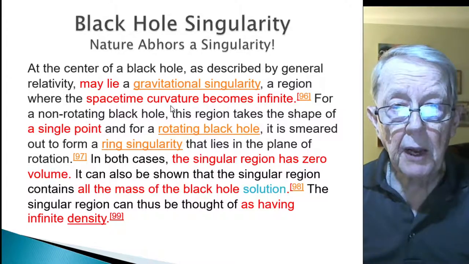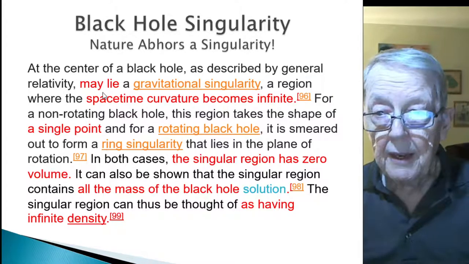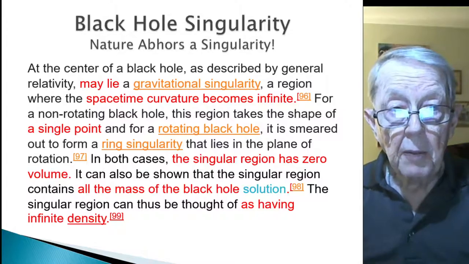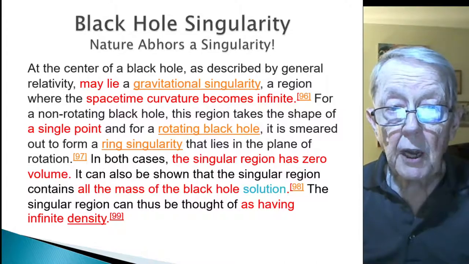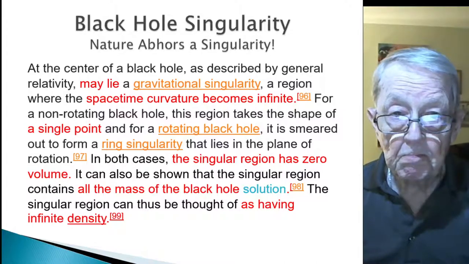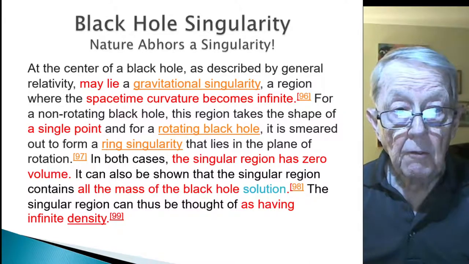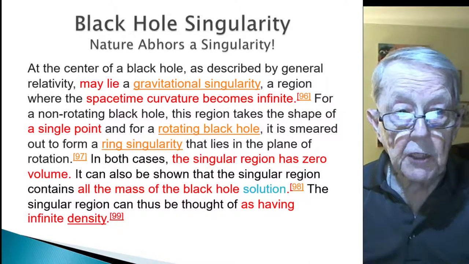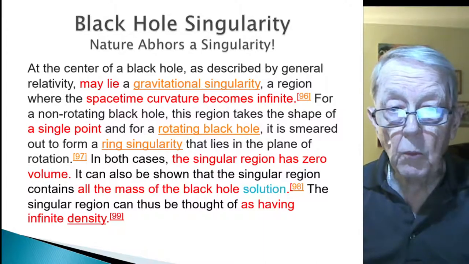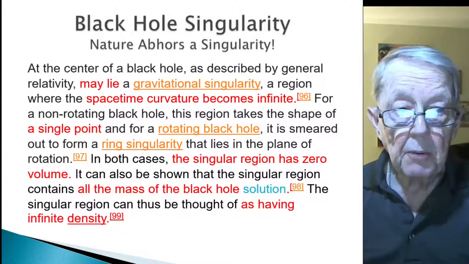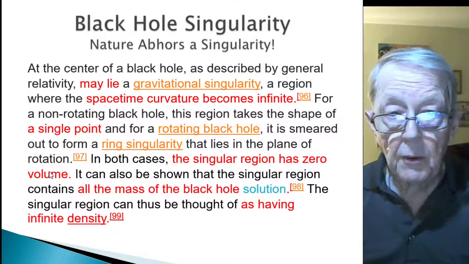At the center of the black hole, as described by general relativity, may lie, now they're hedging their bet a little bit, but then they go on anyway, may lie a gravitational singularity, a region where the space-time curvature becomes infinite. That means the depth of this hole is infinite. For non-rotating black holes, this region takes the shape of a single point, and for a rotating black hole, it is smeared out to form a ring singularity that lies in the plane of rotation. In both cases, the singular region has zero volume.